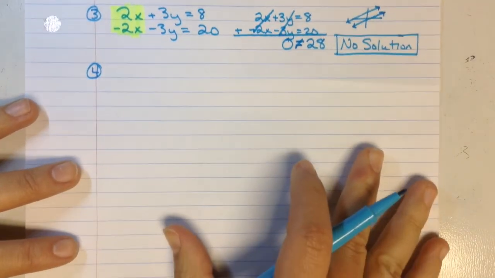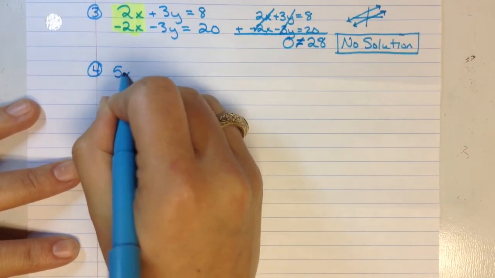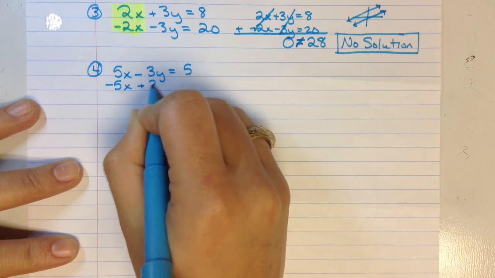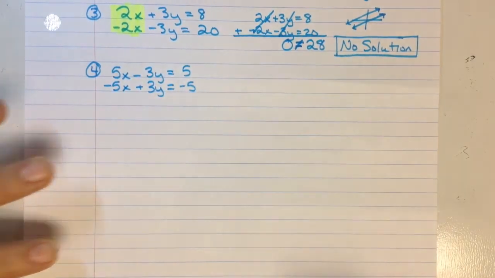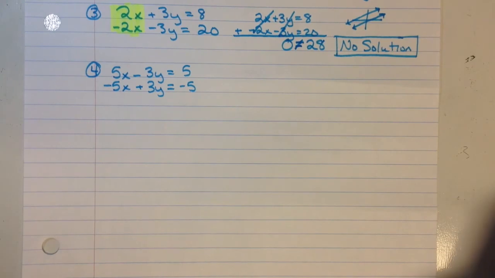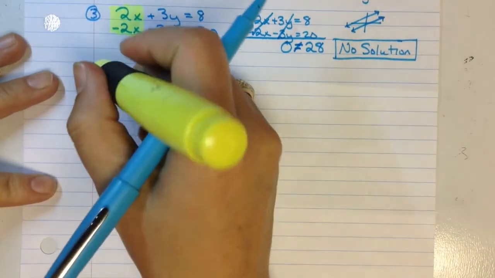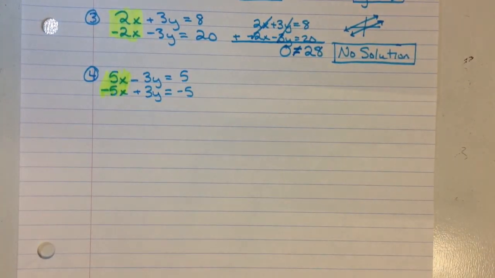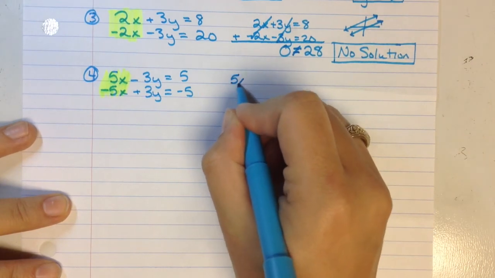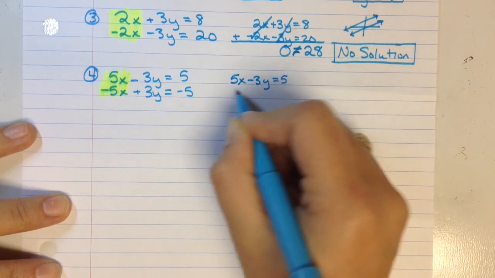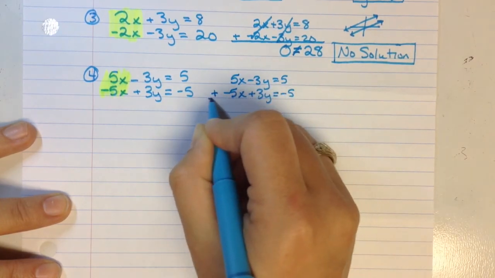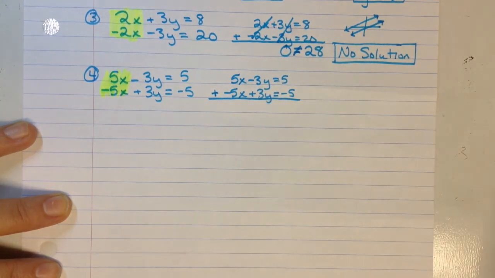The last example today in the final special case scenarios, let's say we have 5x minus 3y equal to 5 and negative 5x plus 3y equal to negative 5. We say to ourselves, this is in standard form, both of them, and I notice that I have an equal and opposite variable. Since I have an equal and opposite variable, I can add these together to start solving by elimination. I add the two equations together like a good old-fashioned addition problem, and I eliminate my equal and opposite variables.